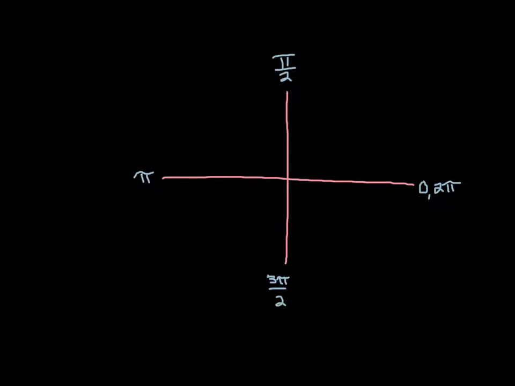Now for the degrees. When we start, we're at 0 degrees. Then we hit 90 degrees. Then we hit 180 degrees. This all makes sense. Half a turn is 180. And then we hit 270 degrees. And then we hit 360 degrees.